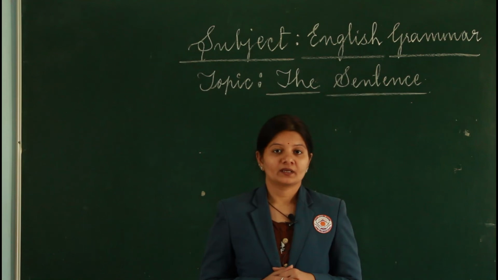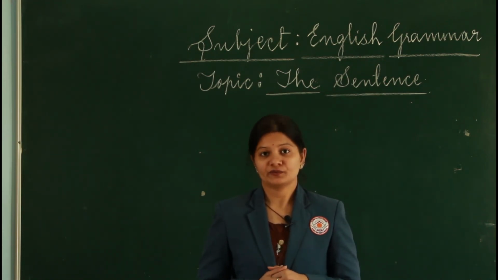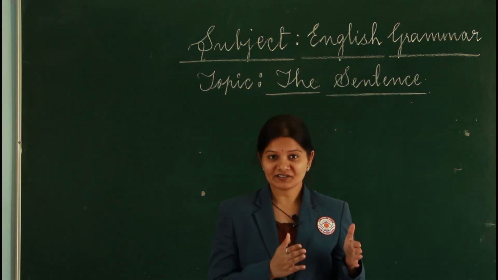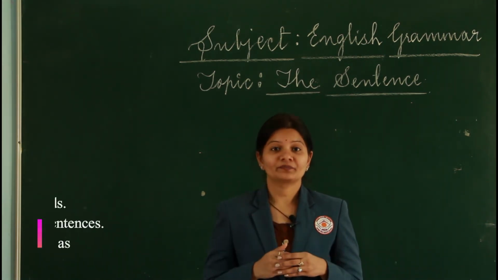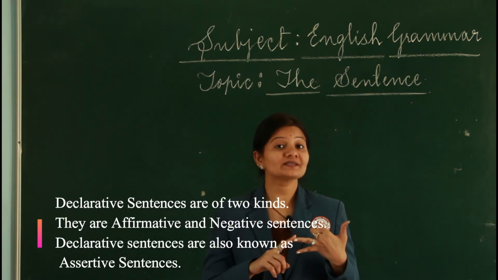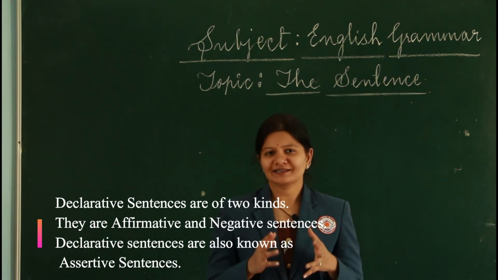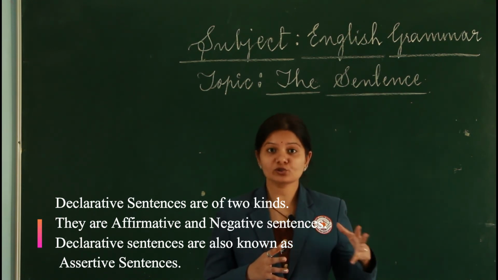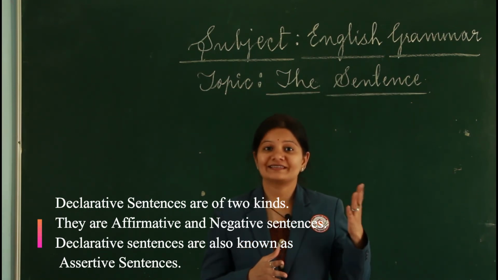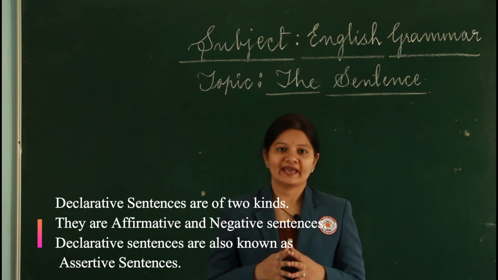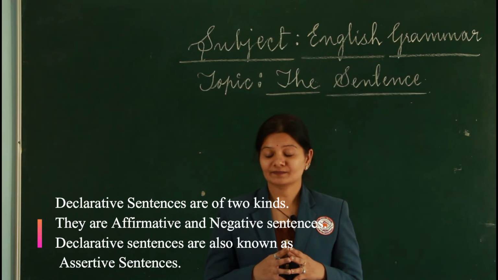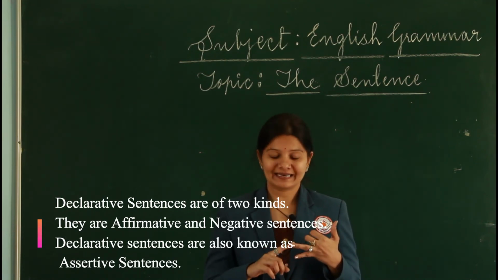So children, we learned the kinds of sentences. Let's come back to declarative. Declarative sentences are of two kinds. One is affirmative, the second one is negative. A declarative sentence can also be called an assertive sentence, and they are of two kinds. What is that? Affirmative and negative.